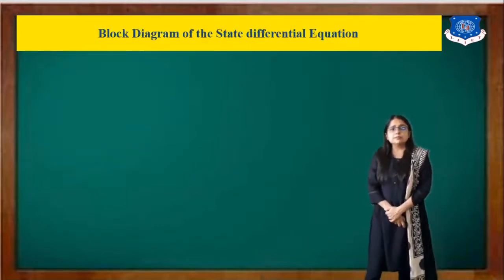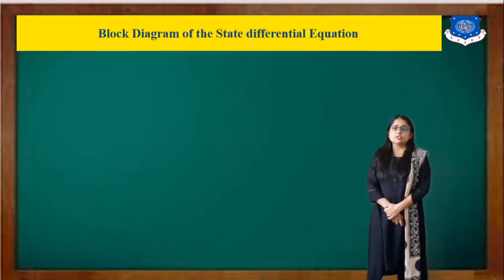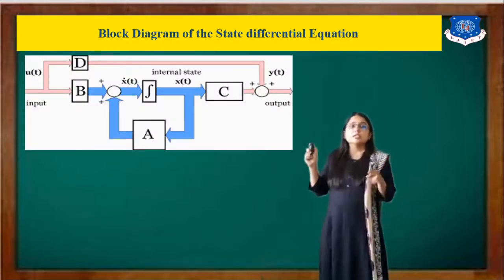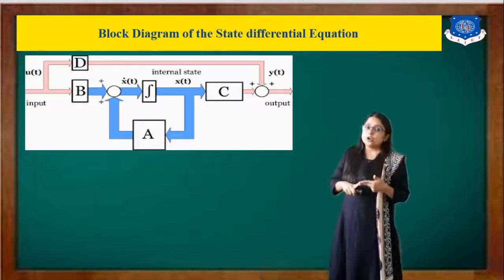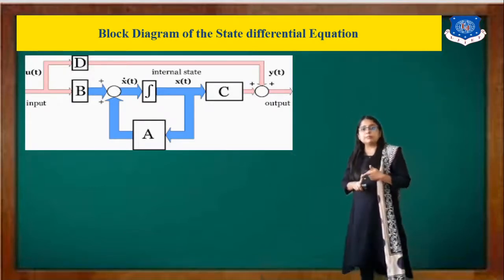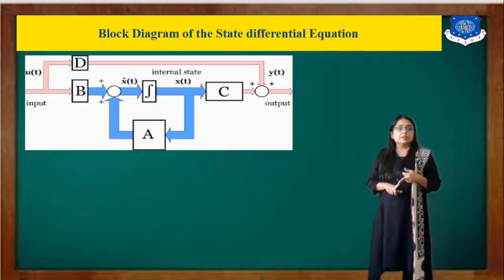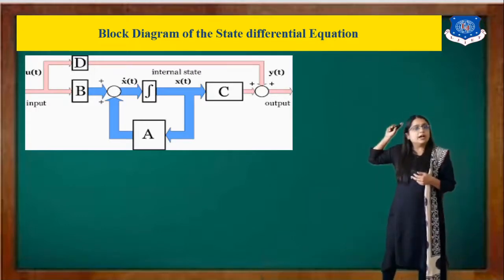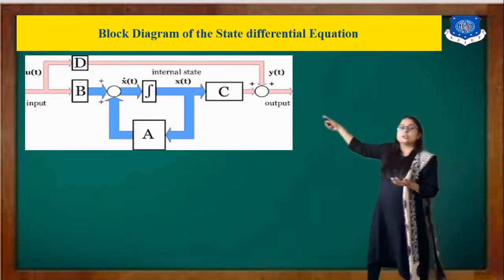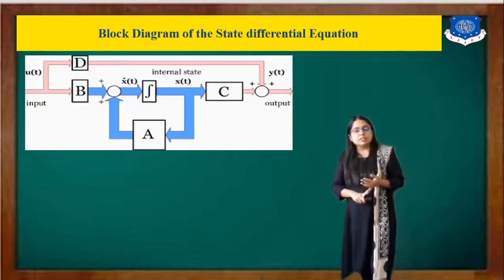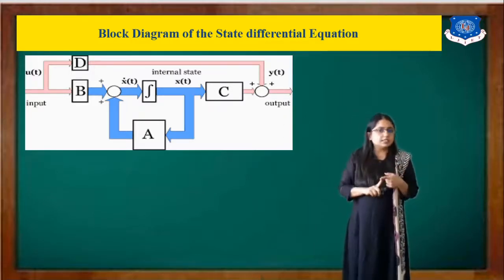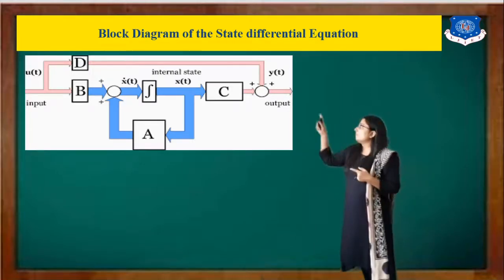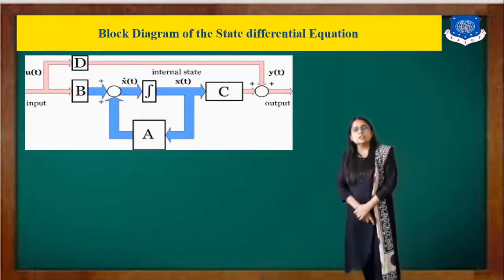Next we will discuss the block diagram of the state differential equation. This is the block diagram. If you remember, at that time also I discussed why we use two lines: because this is applicable for multiple input, multiple output systems. Here u of t is the input and y of t is the output. Here we have x dot t, then an integration, because x dot t is a differentiation, so differentiation and integration cancel out and finally I get the variable x of t.